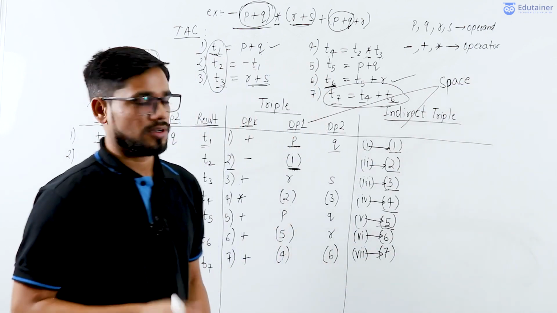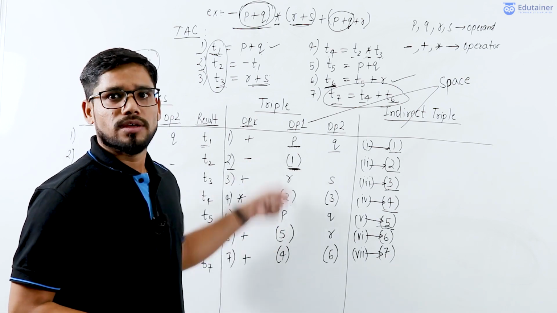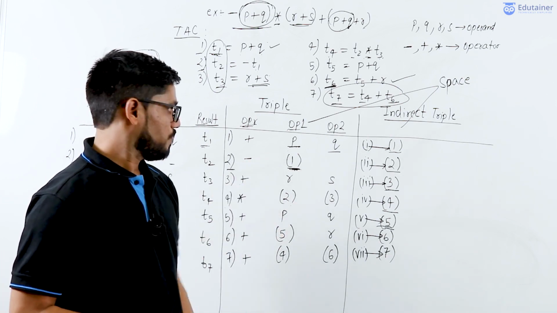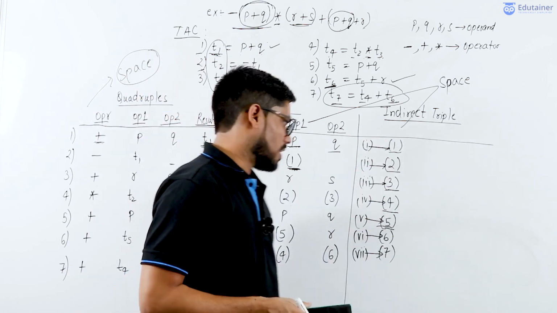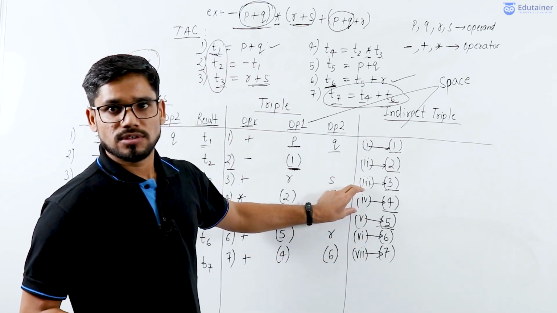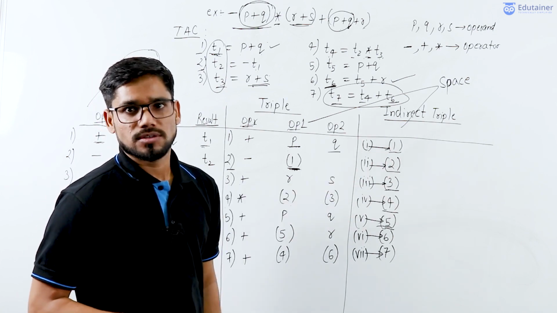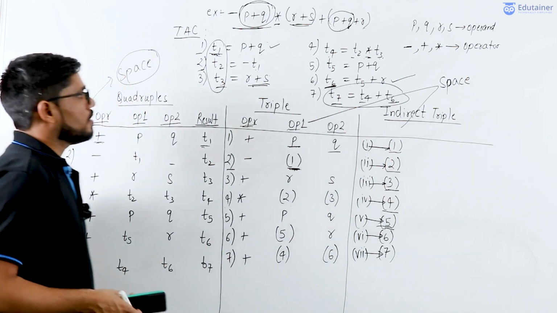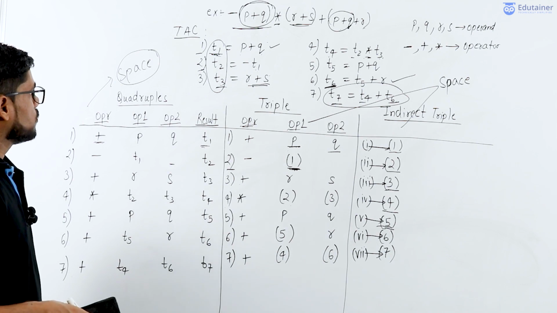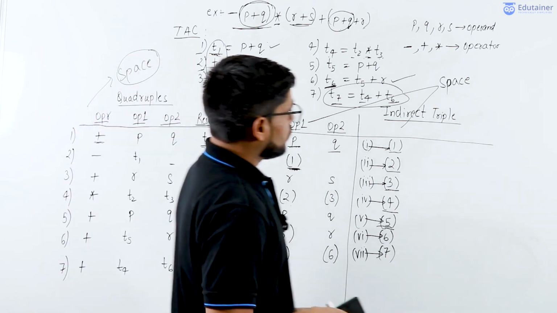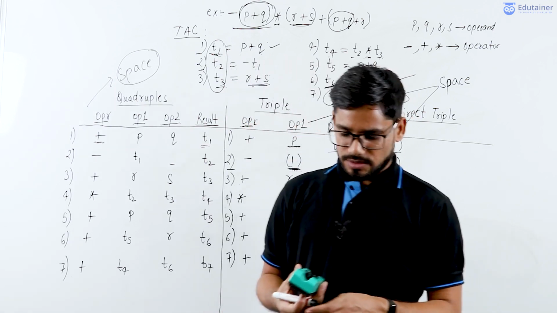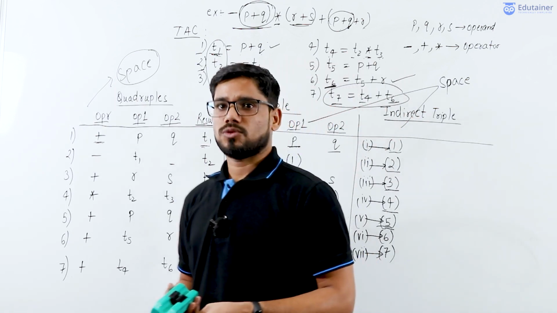In triple, I cannot move the instructions around, but in indirect triple, I can move the instructions. I can perform instruction number 4 first, and then some other instructions. So that's all about the quadruples, triple and indirect triple. In the next video we will see some other concepts related to compiler design.